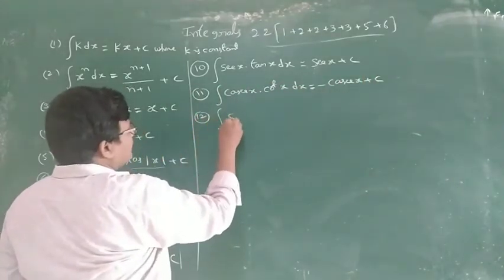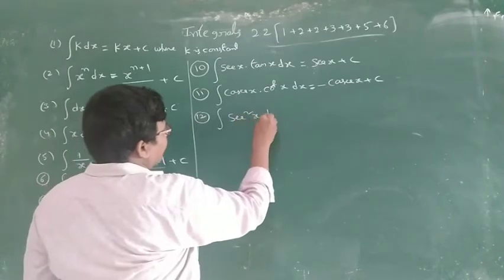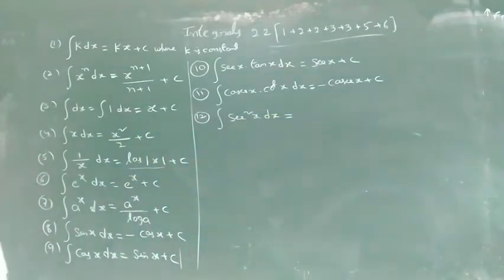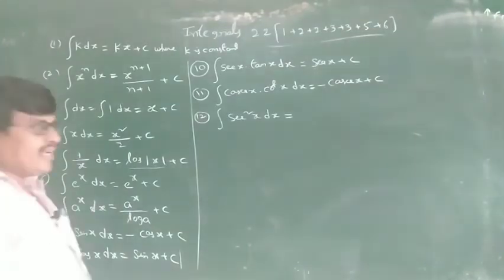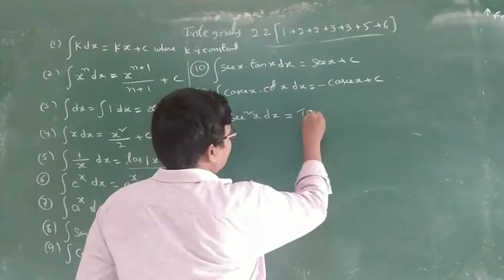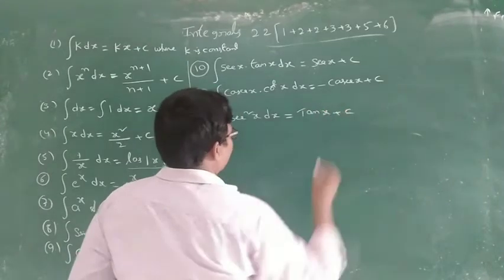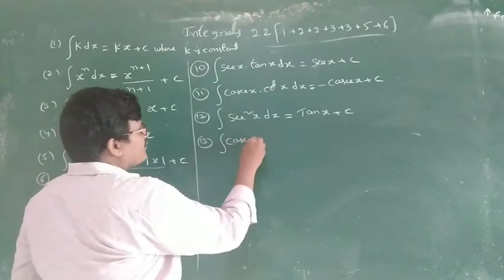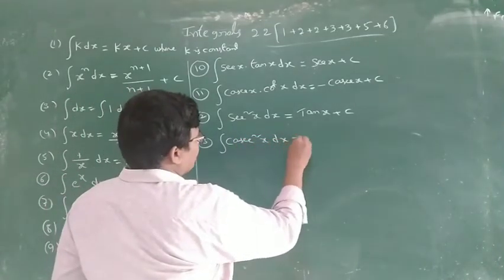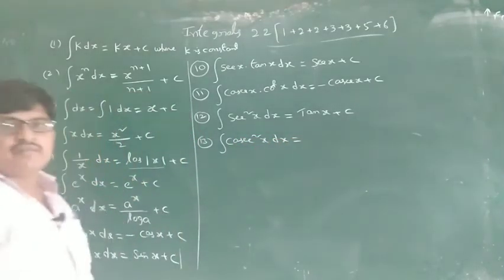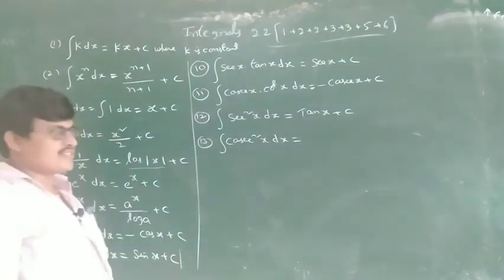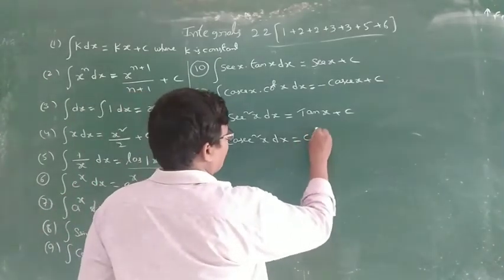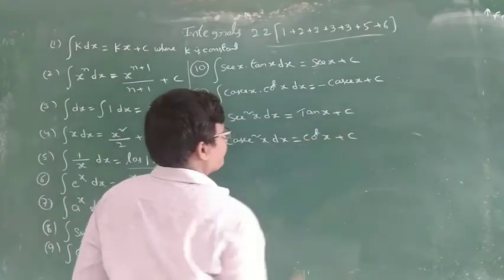Integral secant square x dx. The derivative of tan x is equal to secant square x, so it is tan x plus c. Next, 13th one, integral cosecant square x dx. The derivative of cot x is minus cosecant square x, so the derivative of minus cot x is cosecant square x. So, minus cot x plus c.